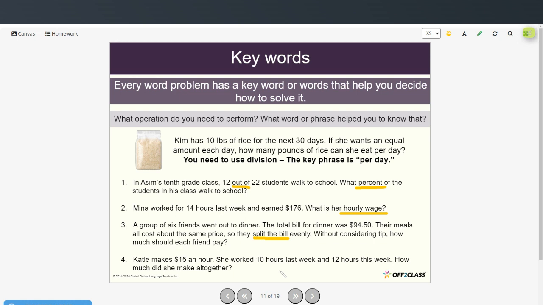And Katie makes $15 an hour. She worked 10 hours last week and 12 hours this week. How much did she make altogether? Well, so altogether, you would have to multiply and then add.